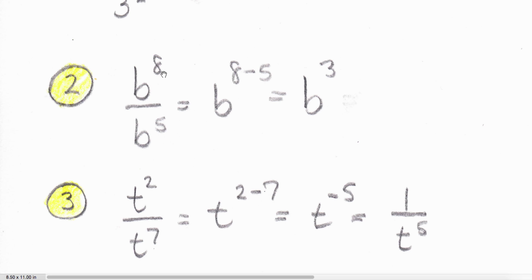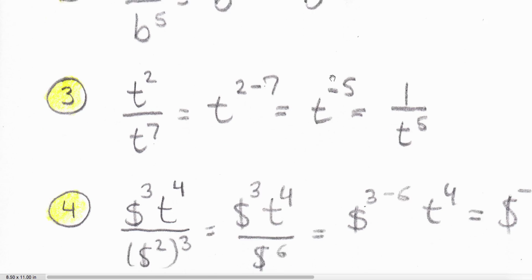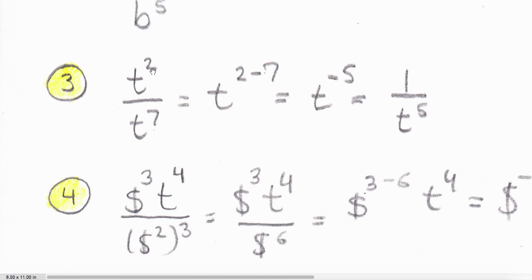b to the 8th power divided by b to the 5th power. 8 minus 5 is 3, so this becomes b to the 3rd power. t to the 2nd power divided by t to the 7th power. 2 minus 7 is negative 5, but we cannot leave the answer with a negative power, so this reciprocates into 1 over t to the 5th power.